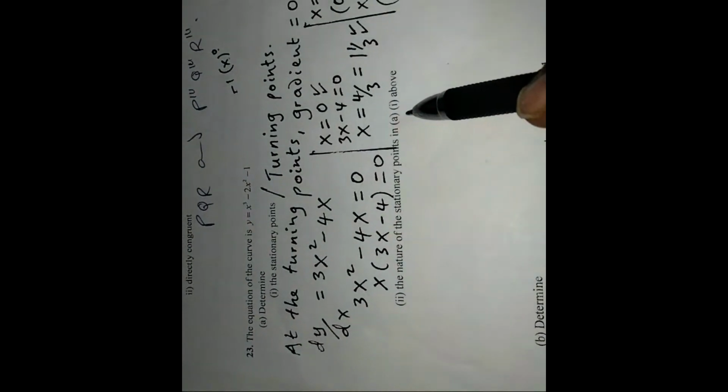The next step is determining the nature of the stationary points. Now that we have the stationary points, the other thing is to determine their nature. So we need some values of x, then the value of the gradient.